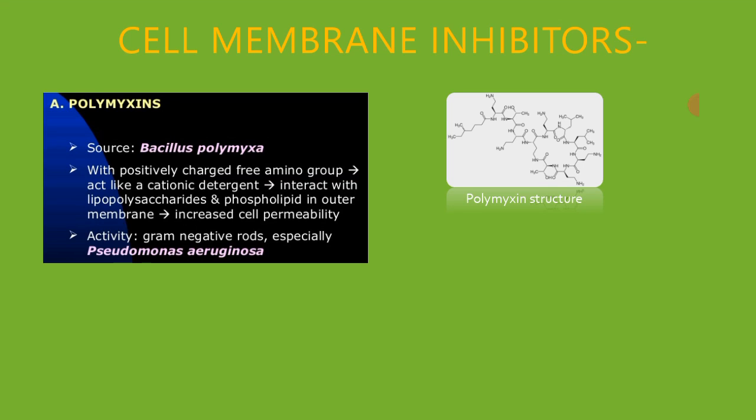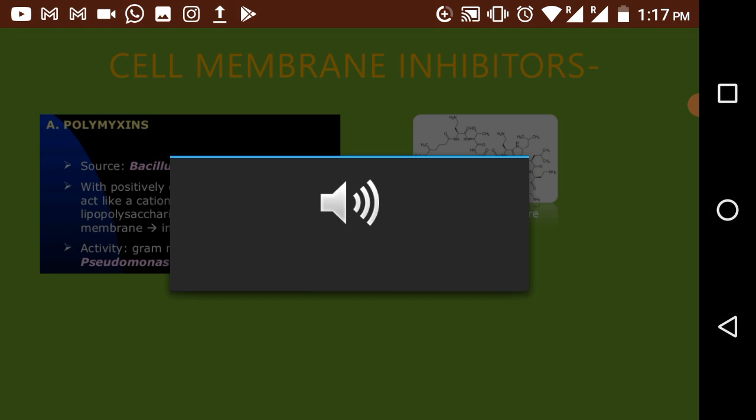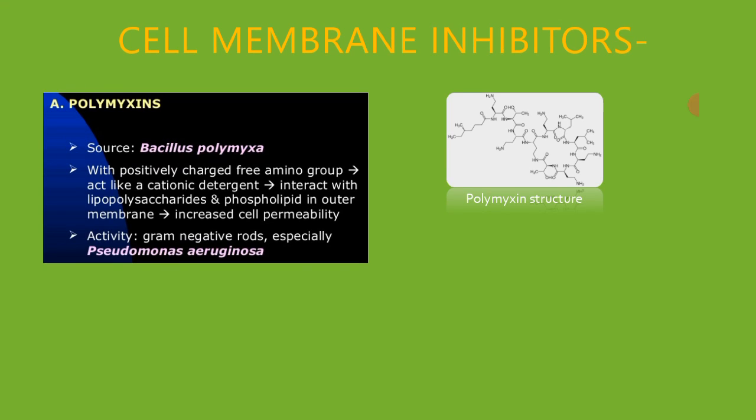Now the proton gradient is disturbed, right? Therefore the ion transportation will get disturbed, and the essential molecules present will be lost from the cell, and then the cell will not be able to do its functions. The cell will lyse, the cell will get killed. This is the mode of action of the polymyxin. Polymyxins are cell membrane inhibitors.